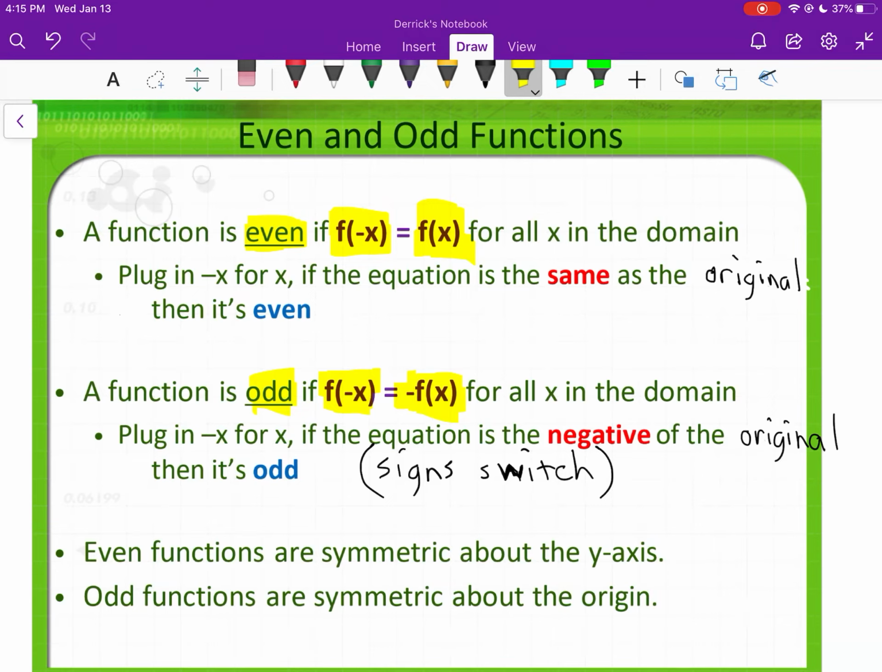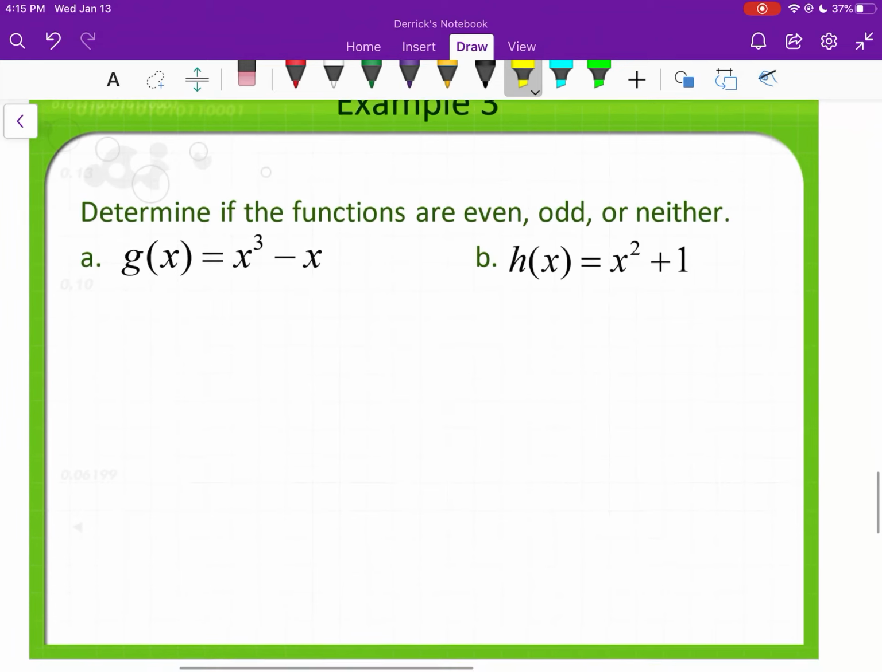Now, when we say negative f of x, basically what I mean is take the entire f of x function and multiply it by negative 1, as if you put parentheses around the whole thing and multiplied it by negative 1. If it doesn't pass that test, then we get to say it's neither. Let me show you what I mean by that with an example.